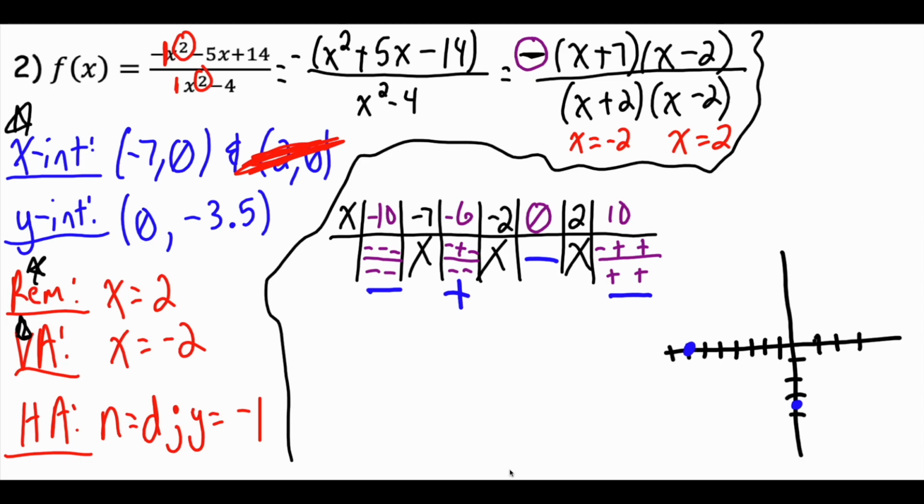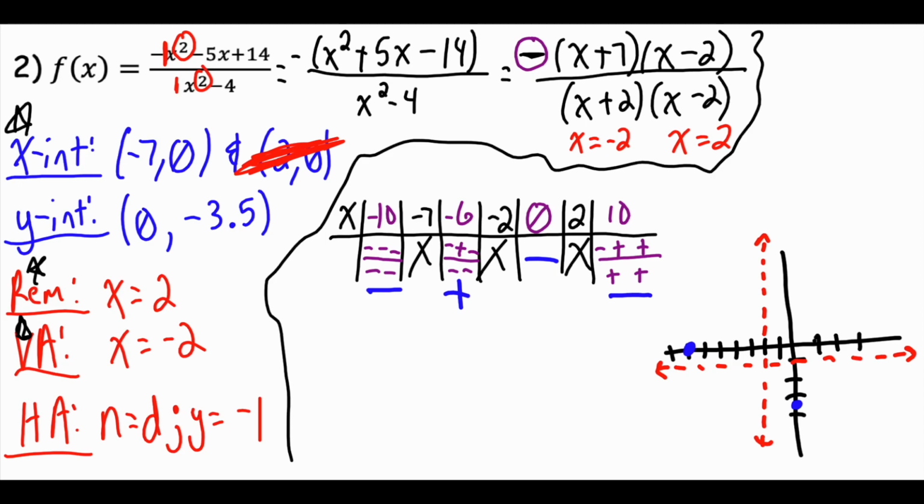Vertical asymptotes. I have a vertical asymptote at -2, so there we go, dashed line at -2. Something's going to happen here at 2. We'll get into that when I get to that point. Horizontal asymptote at -1, so y equals -1. There we go.